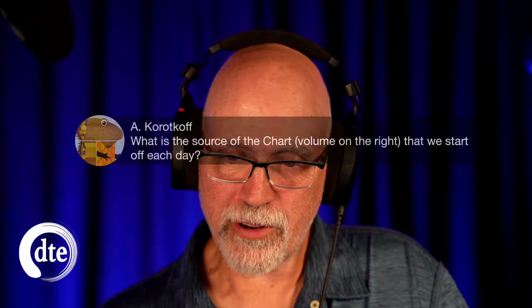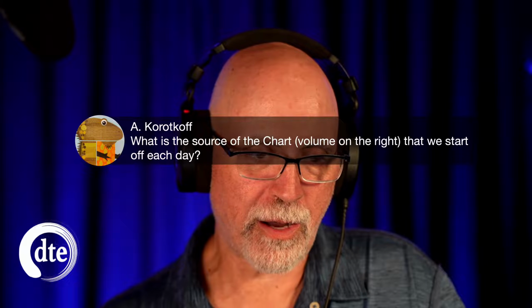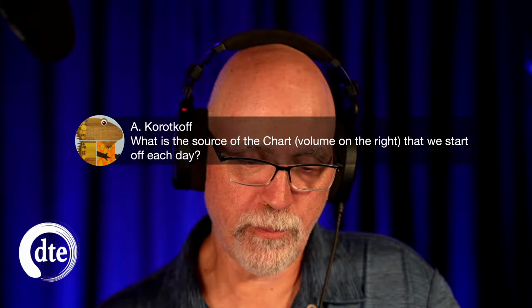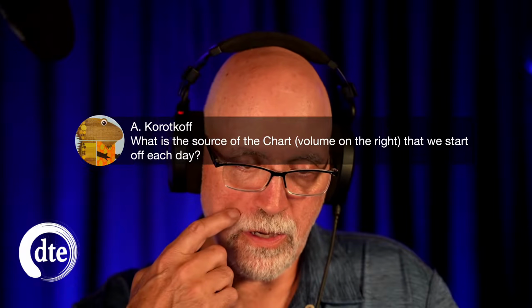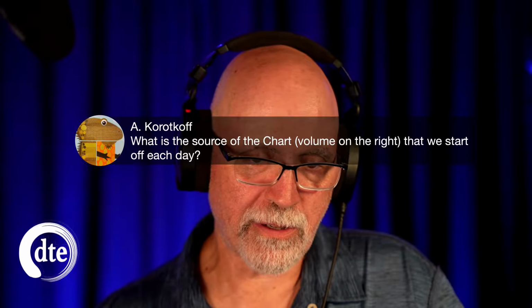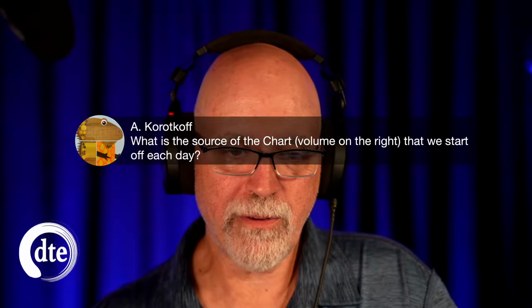All right, so we get a question here. What is the source of the chart volume on the right that we start off each day? That's TradingView, and that's the volume profile. So that's part of the course inside of the service. You should learn about how we actually analyze our trades using only volume. We do not use any technical analysis, no moving averages, no RSI, no MACD, nothing, no trend lines. All we use is volume.